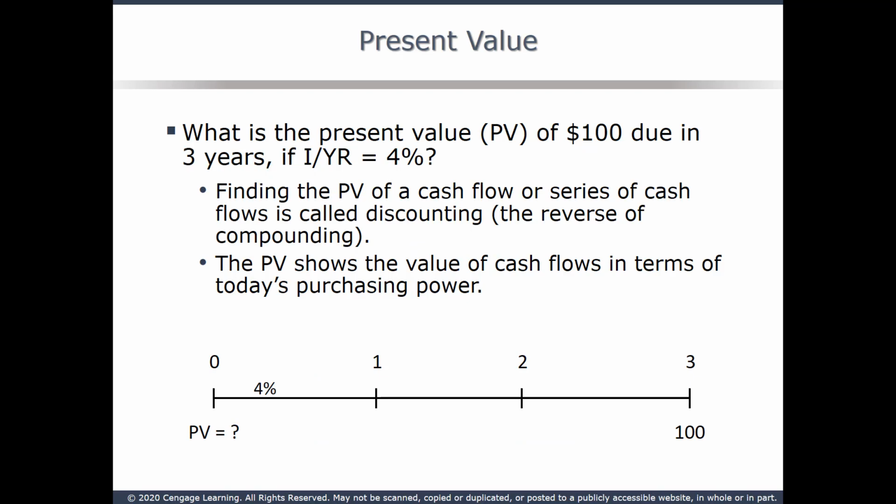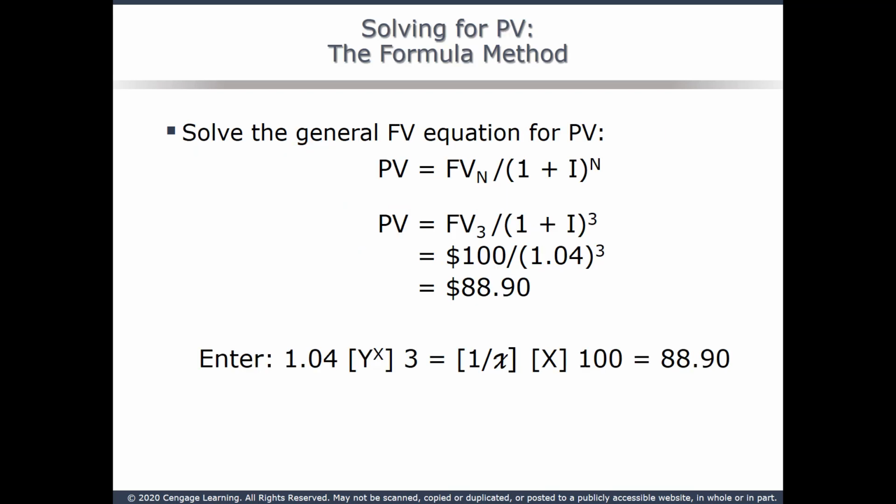Here's a present value example. What is the present value of $100 to be received in 3 years if the discount rate is 4%? Finding a present value is discounting. The timeline describes this question. Using the formula, present value is equal to future value divided by 1 plus I raised to the n. Present value is equal to $100 divided by 1.04 raised to the third power. We can solve this in the calculator using the y to the x and 1 over x keys. Enter 1.04 y to the x 3 equals 1 over x times 100. And you get the result, 88.90.